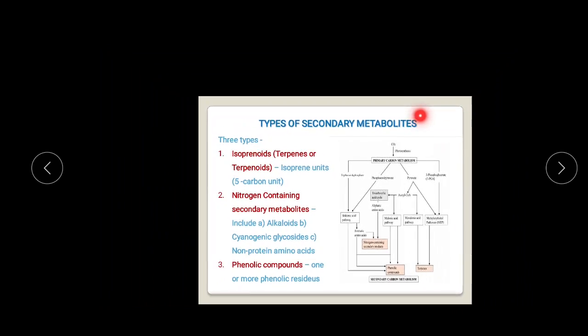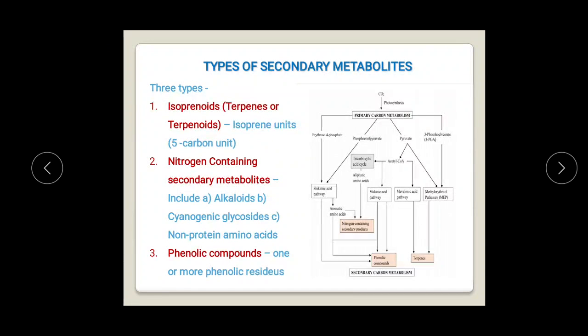So as we have already discussed, these secondary metabolites are obtained from the primary metabolites. And here you can see in this diagram that all these secondary metabolites are obtained from the primary metabolites. Okay, these phenolic compounds are the aromatic compounds which are synthesized in the plants either from the acetyl CoA or erythrose 4-phosphate or phosphoenol pyruvate, and they have one or more phenolic residues.